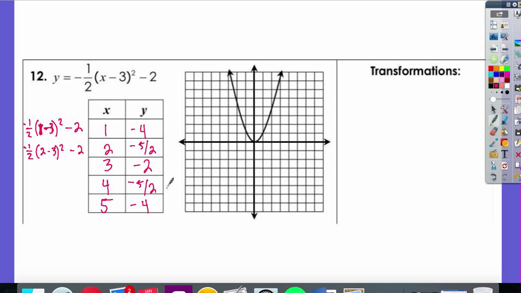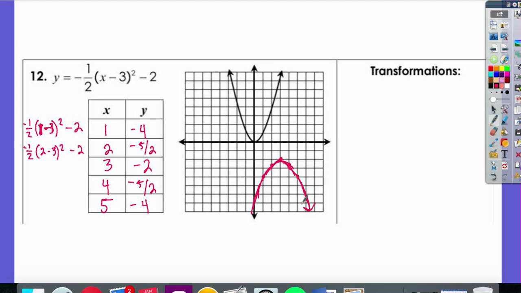So let's plot these new points of our new transformed function. We've got (1, -4), then (2, -2.5), so it's going to go down 2 and about 1/2. Then we've got (3, -2), (4, -5/2), and then (5, -4). So it's going to be facing down. Got to kind of round it out as best as you can.